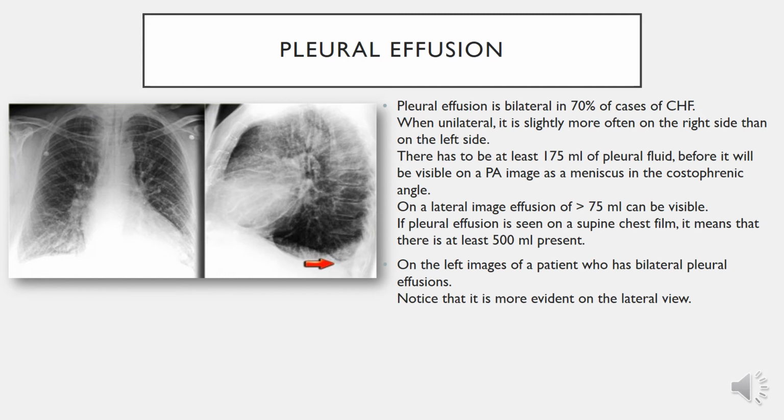Pleural effusion. Pleural effusion is bilateral in 70% of cases of CHF. When unilateral, it is slightly more often on the right side than on the left side. There has to be at least 175 milliliters of pleural fluid before it will be visible on a PA image as a meniscus in the costophrenic angle. On a lateral image, effusion of greater than 75 milliliters can be visible. If pleural effusion is seen on a supine chest film, it means that there is at least 500 milliliters present. On the left, images of a patient who has bilateral pleural effusions; notice that it is more evident on the lateral view.